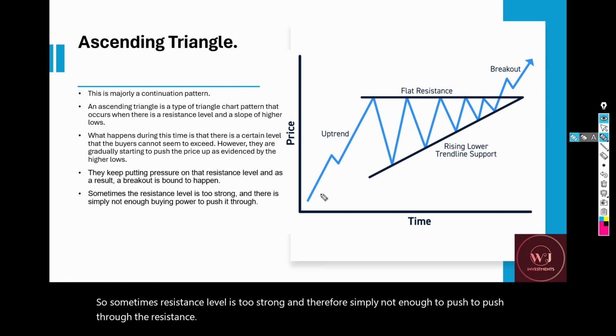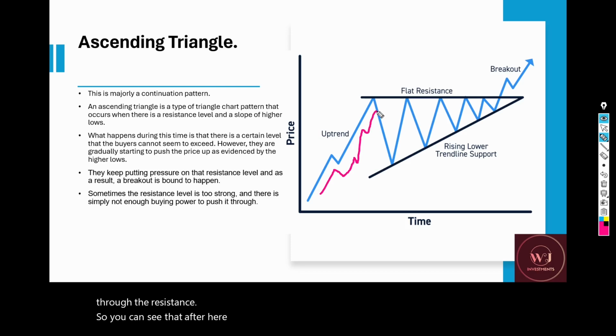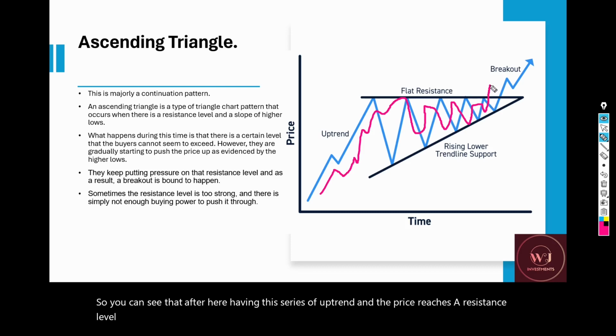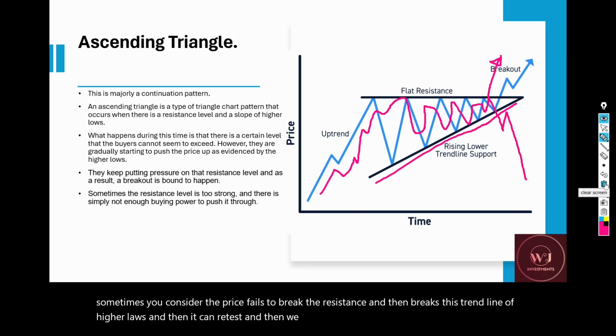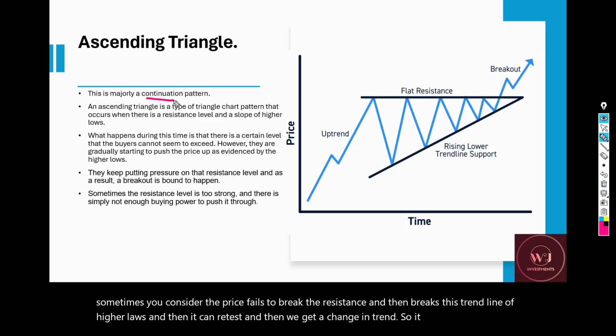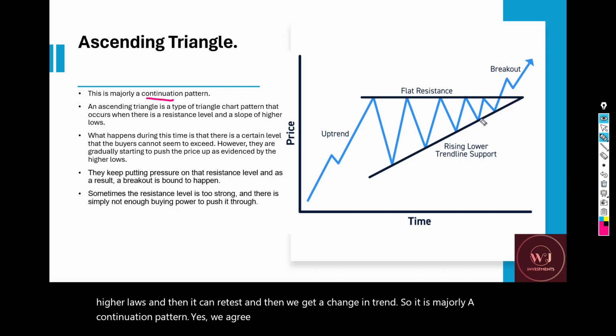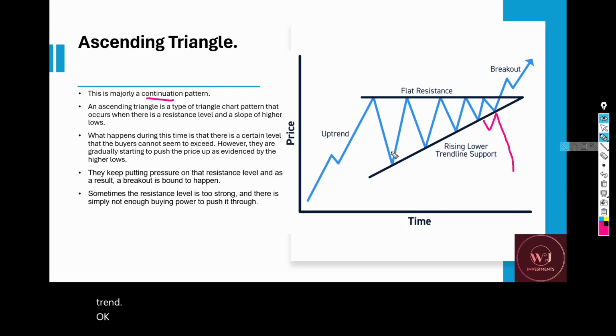So you can see that after this series of uptrend, the price reaches a resistance level. Sometimes the price can break through the resistance and keep going higher, or sometimes you can see that the price fails to break the resistance and then breaks this trend line of higher lows, and then it can retest, and then we get a change in trend. So it is majorly a continuation pattern, yes, we agree, but on the other hand, it can also change the trend, because the buyers can weaken, although the biggest advantage is given to the buyers.